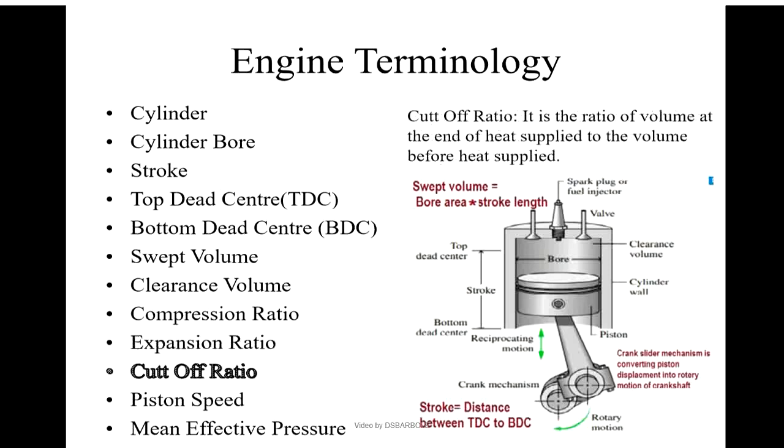Next is the cutoff ratio. What is the cutoff ratio? It is the ratio of volume at the end of heat supplied to the volume before heat supplied. So, it is the ratio of volumes at the end of heat supplied and before heat is supplied to the cylinder. Now, this one is the cylinder, and this is its volume before heat supplied and at the end of heat supplied.